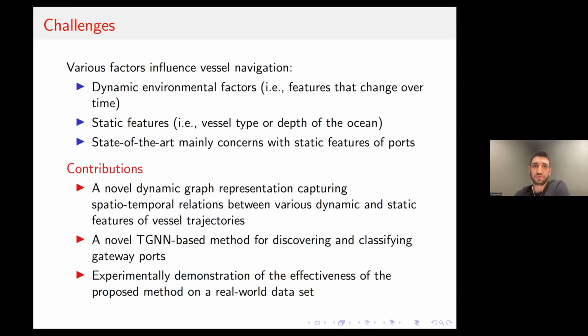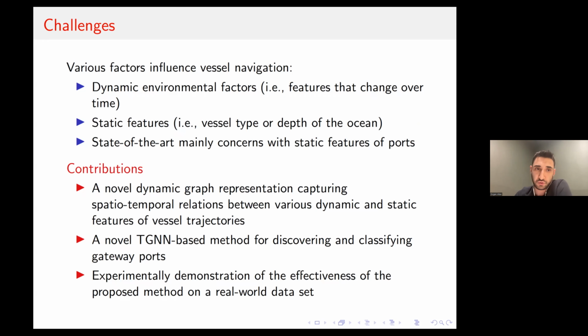Of course, we know that vessel navigation is influenced by various factors. We can categorize these factors under two categories. The first one is the dynamic environmental factors, which change over time; they are not static. On the other hand, we also have some static features that influence vessel navigation, like the vessel type itself, the physical properties of the vessels, or the depth of the ocean. Here I should note that, to the best of our knowledge, the state of the art mainly concerns the static features of the ports to classify these actual ports.